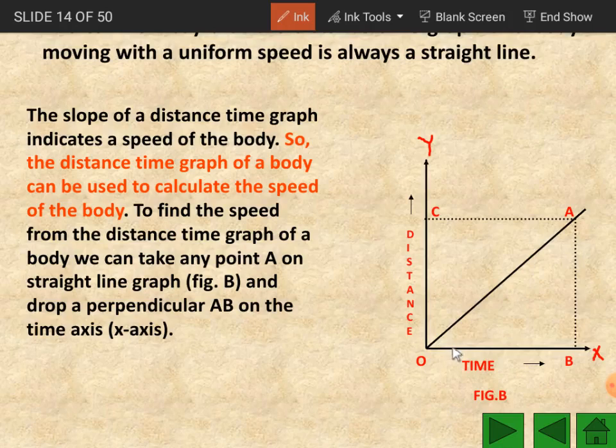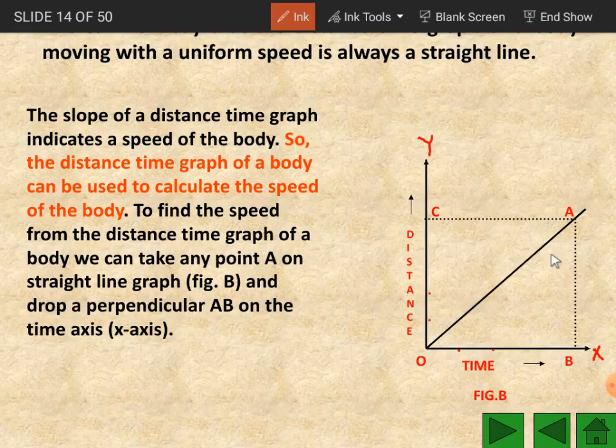As time increases from here to here, then correspondingly, for this particular time, the corresponding distance will be somewhere here. For this particular time, your corresponding distance will be somewhere here. Got it? So as time increases, distance increases, so you will get a straight line. So how do we find the speed, the uniform speed?